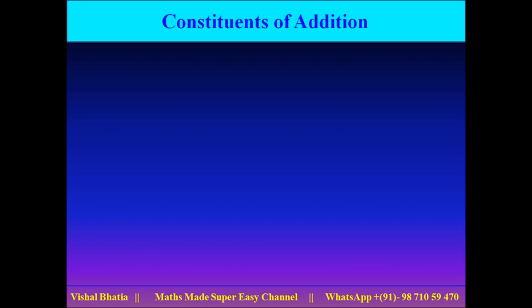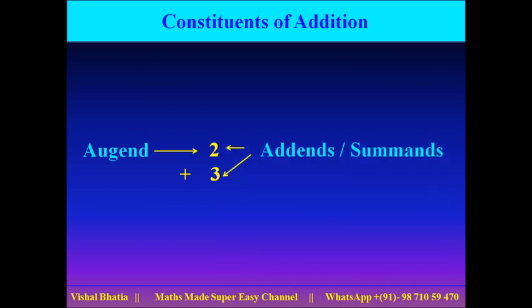Let's look at the constituents of addition. So let's say we are adding two numbers, 2 plus 3. What does 2 stand for, what does 3 stand for, and what do they collectively stand for? The first number to which the other numbers are being added is called the augend. So over here 2 is the augend, and collectively 2 and 3 are called the addends or the summands.